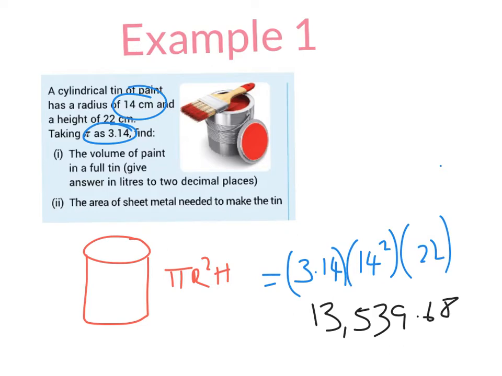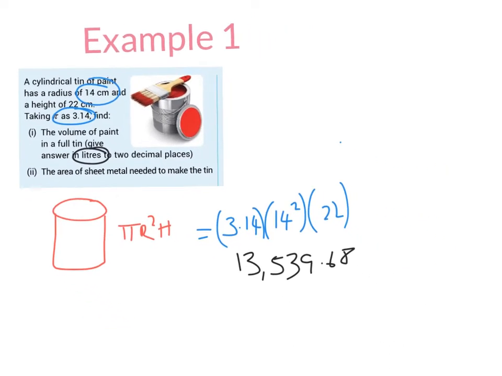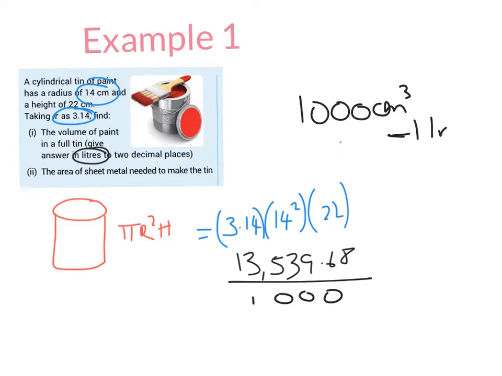And I am getting, for that answer, 13,539.68. This question asks me to give it in litres, so we did this in yesterday's lesson, we know that 1,000 centimetres cubed equals 1 litre. So I'm going to divide that by 1,000 and move my decimal point, 1, 2, 3, and I'm getting 13.54 litres.